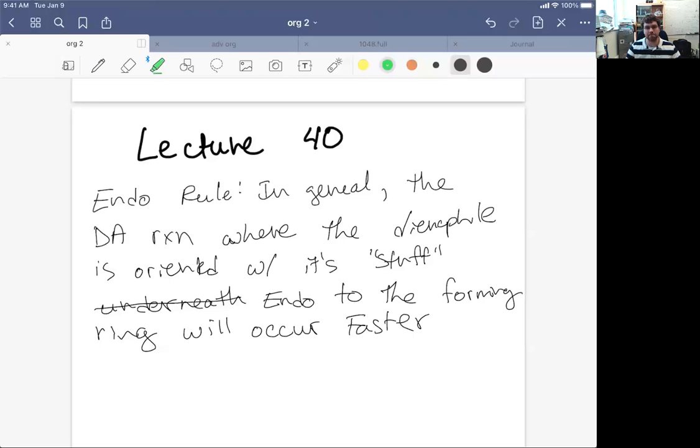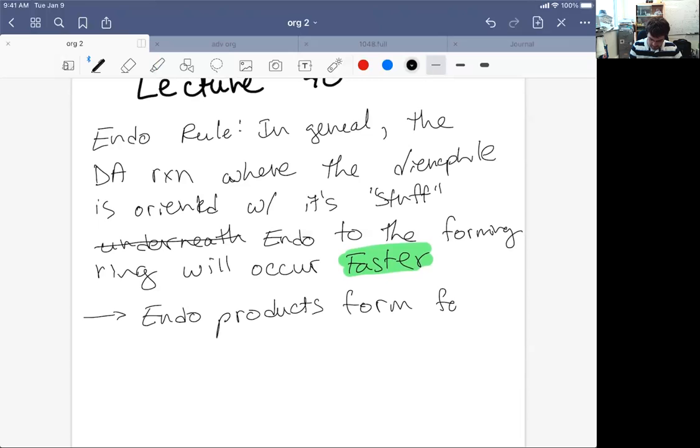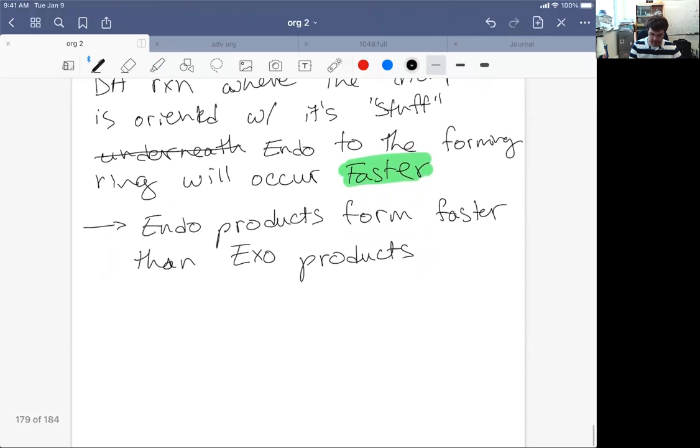So this is actually an expansion of the definition that I provided last time, because I'm including a more specific discussion as to what's so great about endo orientation. That is, that Diels-Alder reaction will occur faster. That is to say that, let me just summarize this, endo products form faster than exo products.